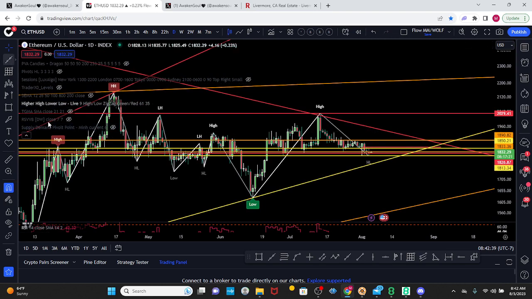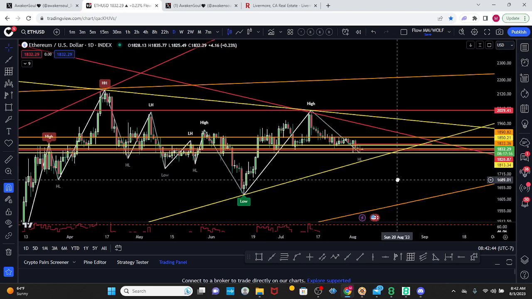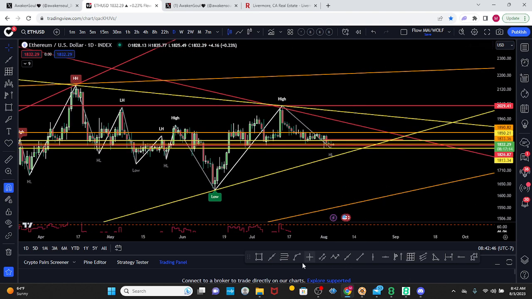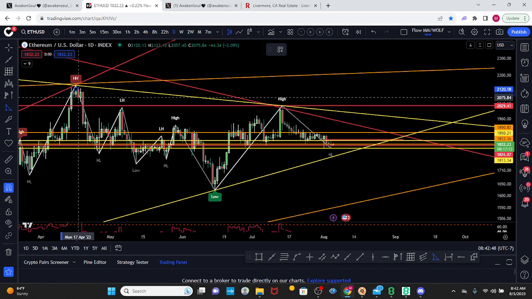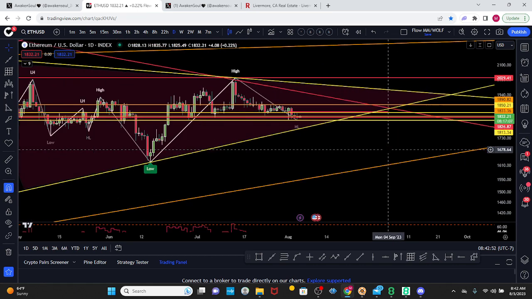Another trend line. 1 touch, 2 touches, right? So on the daily, what did we see now? See how the patterns start changing? You see a possible wedge here, possible flag here.